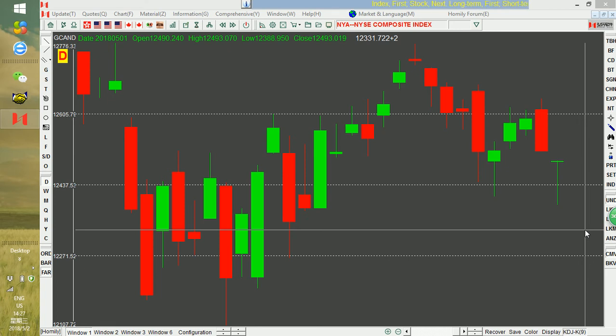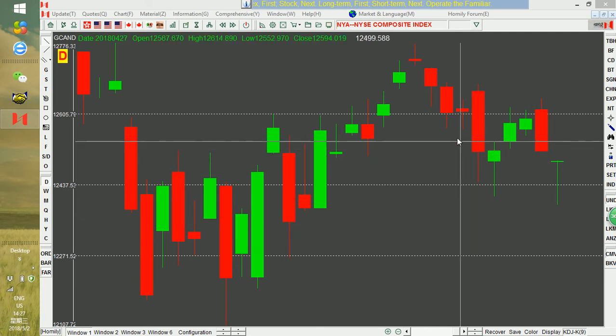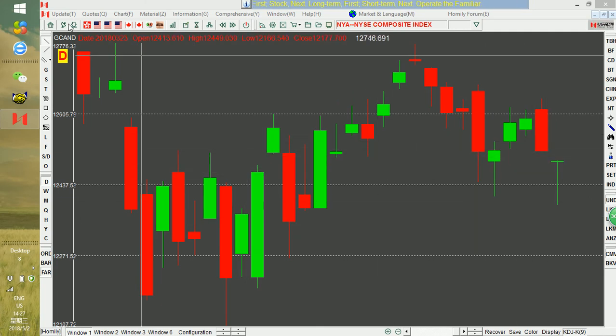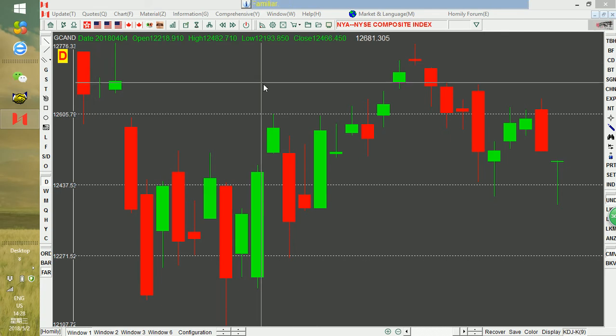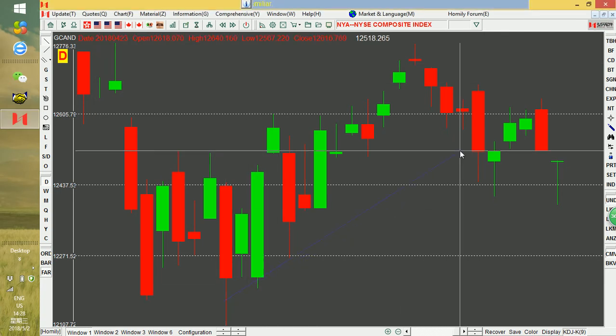Today we are going to talk about the overview of HomilyChart. Okay, let's get started. First of all, I'd like to introduce this line to all of you. This is what we use for drawing lines or marks. For example, the first one helps to draw a line like here.